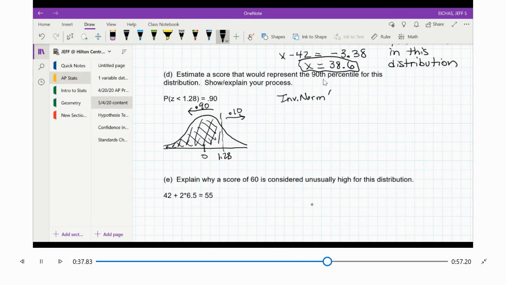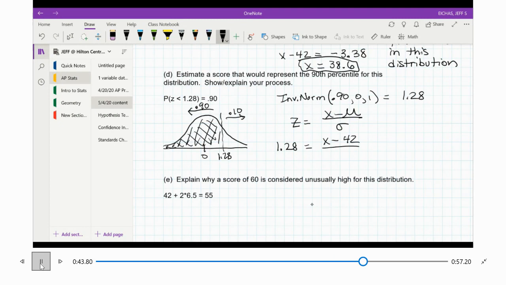Same process for the 90th percentile. It's going to be 1.28 is the z-score that is equal to or better than 90% of the rest of the distribution under a normal curve, the standard normal curve. We're converting that standard normal curve value, 1.28, over to an x, where in this case 42 is the mean and 6.5 is going to be the standard deviation. So we'll let that run.